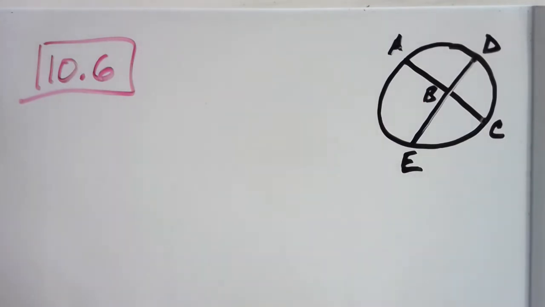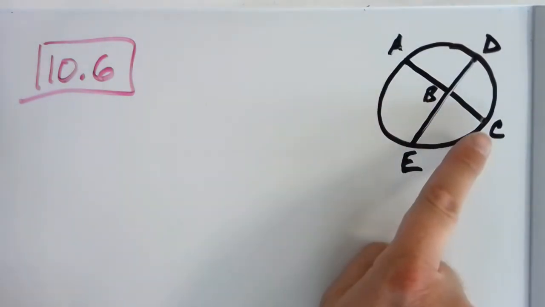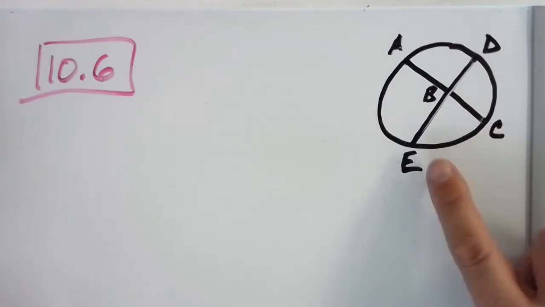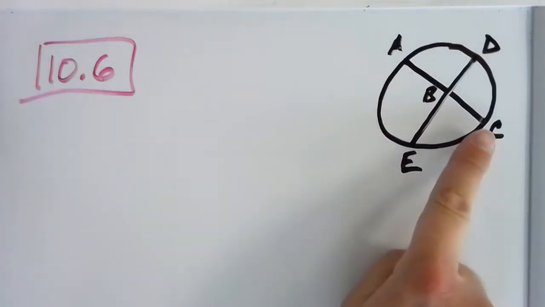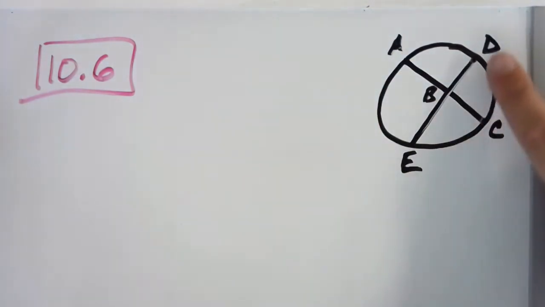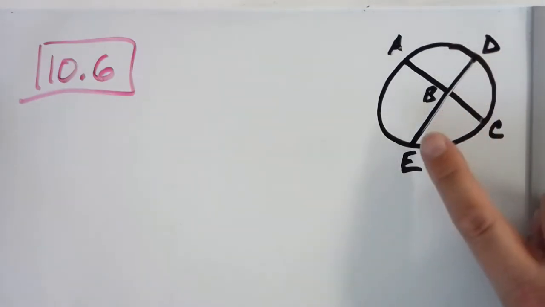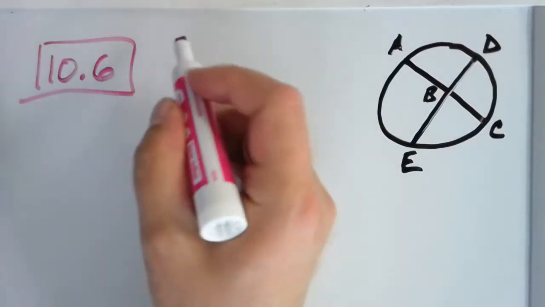Now, I want you to notice something. These segments are 2 different chords. Chord A to C, a segment with endpoints on the circle, and chord D to E. And what we learned in section 6 was that if I take each of these individual chords, we'll call AC chord 1, and chord 2, DE, if I were to take the pieces of each of those chords and multiply them together, they have to equal each other. So setting yourself up with the following equation.